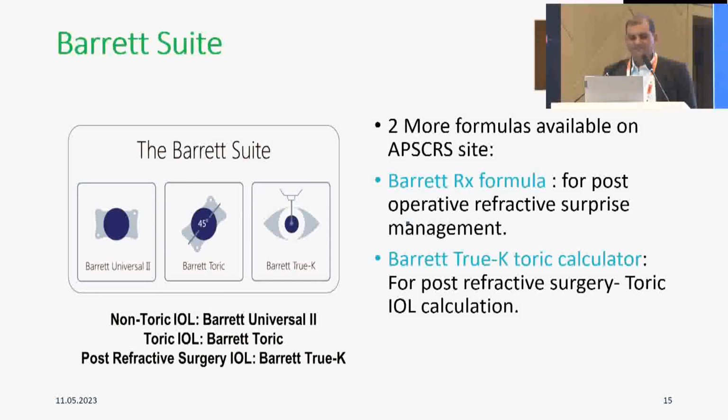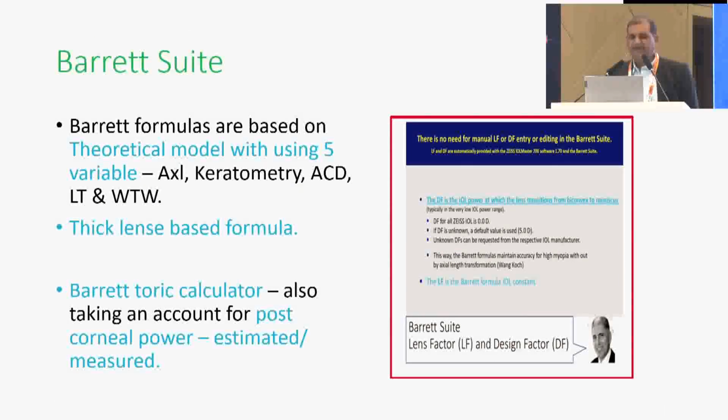The Barrett suite, which is available in so many equipments like IOL Master 700, has three components. One is the non-toric component where the Barrett Universal 2 formula can be used. For toric IOL, the Barrett toric calculator is also incorporated, and for patients of post-refractive surgery the Barrett True-K formula has been used. Two more formulas are also available on the APACRS website of the Barrett: the Barrett treatment formula for post-operative refractive surprise management, and the Barrett True-K toric calculator for post-refractive surgery toric IOL calculations.